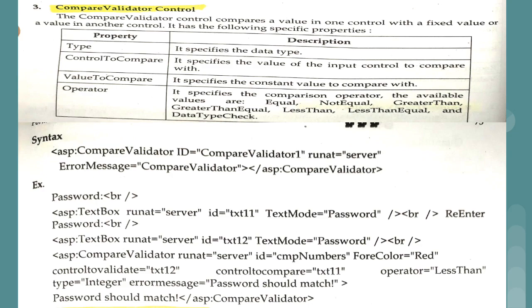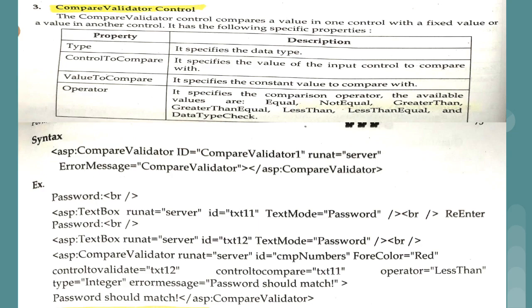So just see the compare validator, what we have written. We make use of two properties. As I said, control to validate. Now what we want to do is check the password which I have entered in txt12. So that will be my control to validate. This means the second text box is the text box whose value I want to check. So txt12 is the name of the second text box. So control to validate is txt12, and to whom do I want to compare this text box? With the first text box whose id is txt11. This is the reason why for control to compare we have written txt11. I hope this is clear to you: control to validate and control to compare.